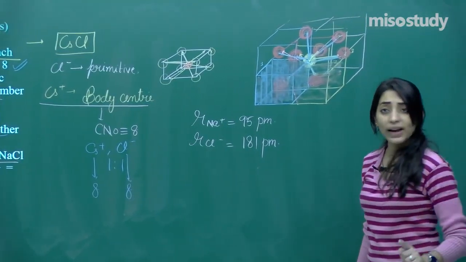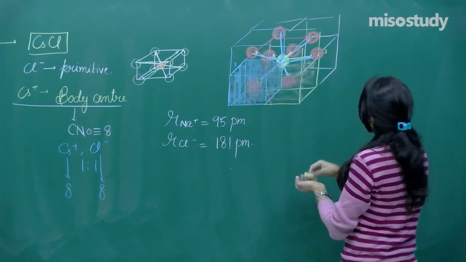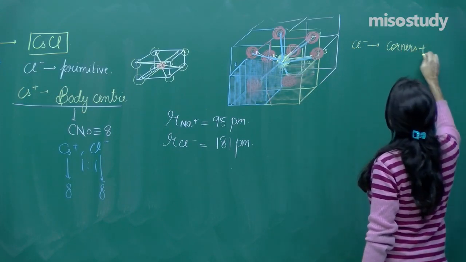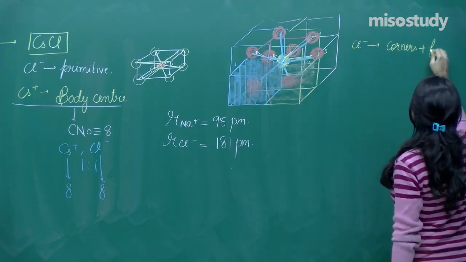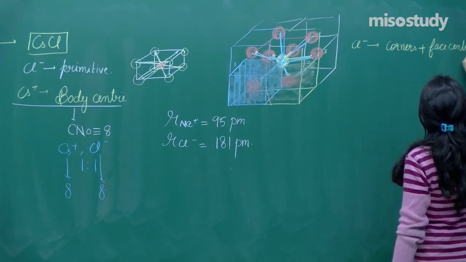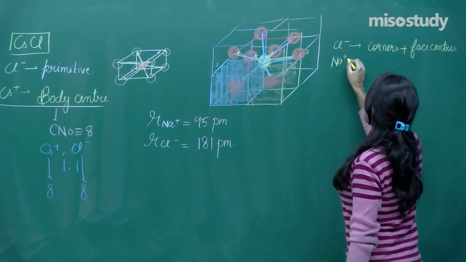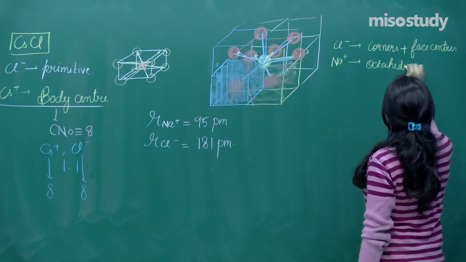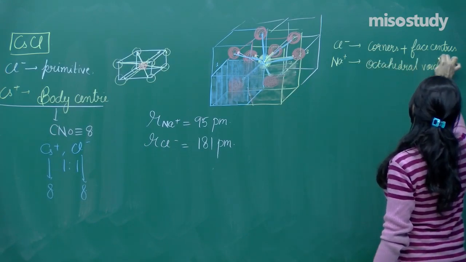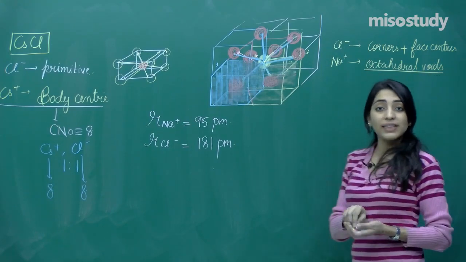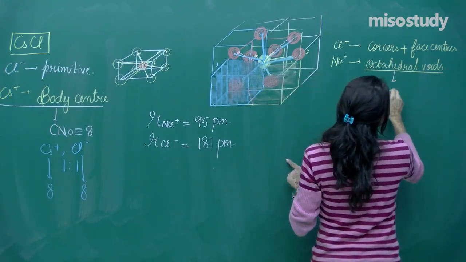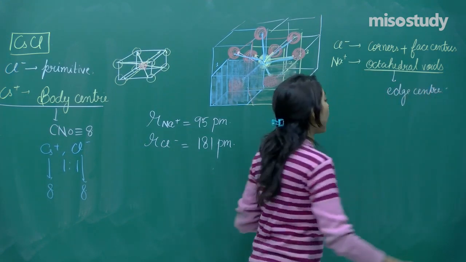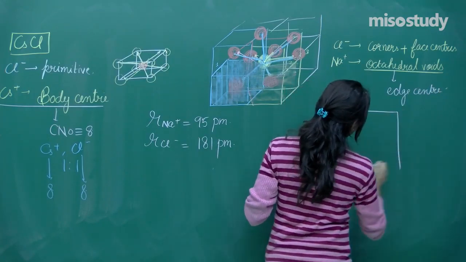You know, right, in the case of NaCl, Cl minus are present at corners plus they must be present at face centers. And Na plus will be present in octahedral voids. And where are octahedral voids present? The octahedral voids are actually present at the edge center. Okay, so how will the final molecule look like?